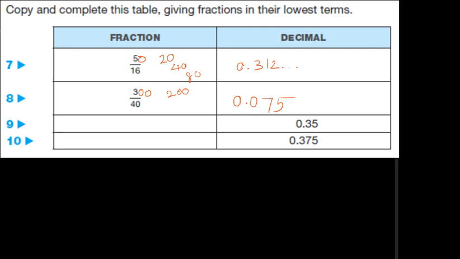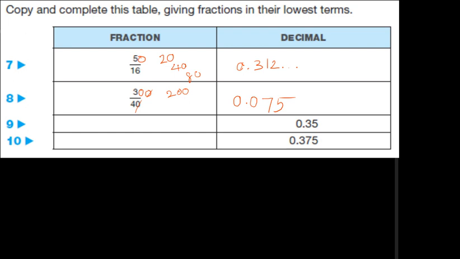0.075 is the answer for 3 by 40. We can also simplify 300 by 40 like this: cut the 0 and the 0, giving 30 by 4. 7 4s are 28, the balance is 2. 2 0s are 20, and 5 4s are 20. So we can simplify like this also. Right, the next one is 0.35.